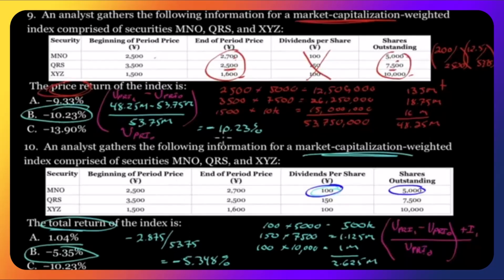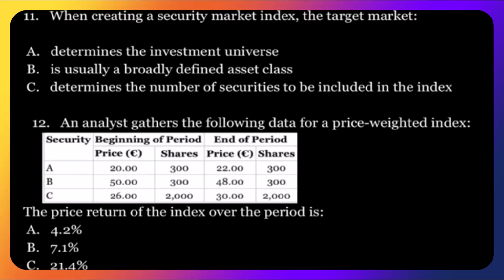Notice that here was negative 10.23. Was the total return index higher than the price return? Negative 5. It's higher than negative 10. Yes, it was. 11. When creating a security market index, the target market determines the investment universe, is usually a broadly defined asset class, determines the number of securities to be included in the index. The target market determines the investment universe.